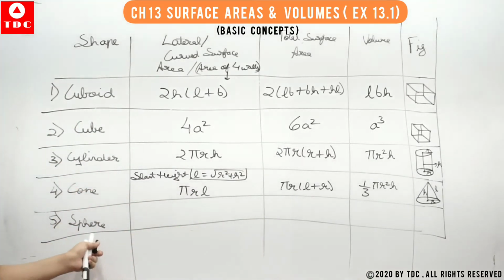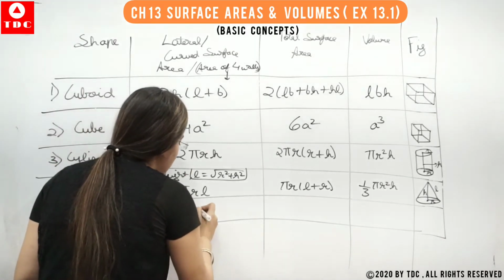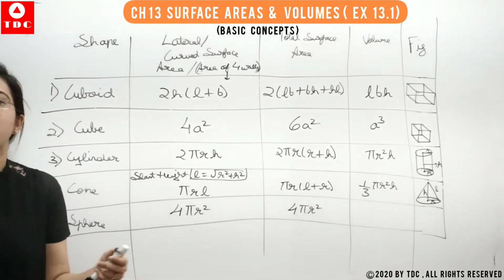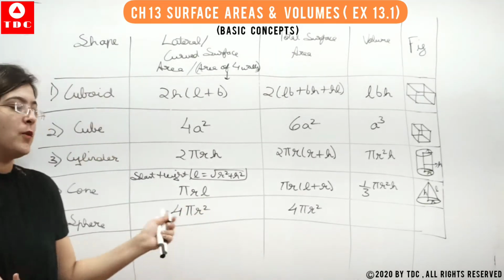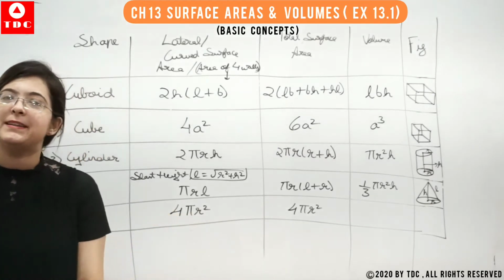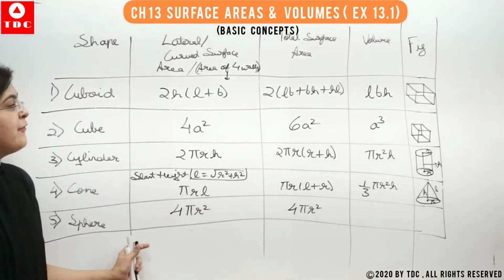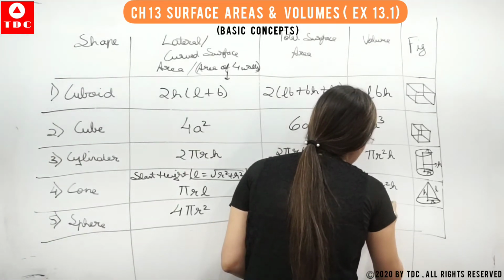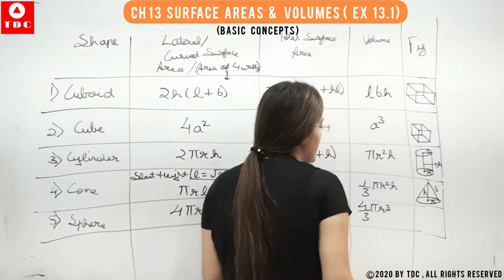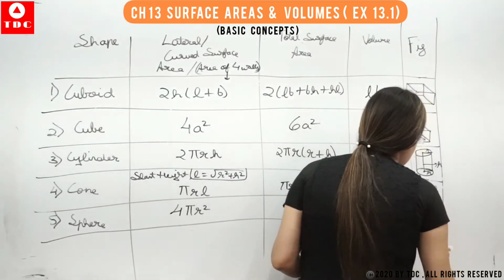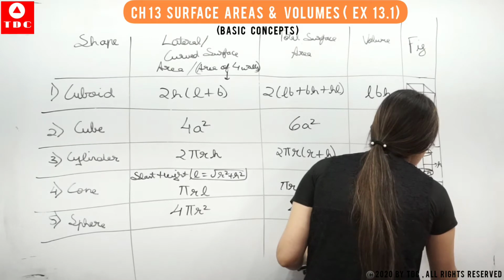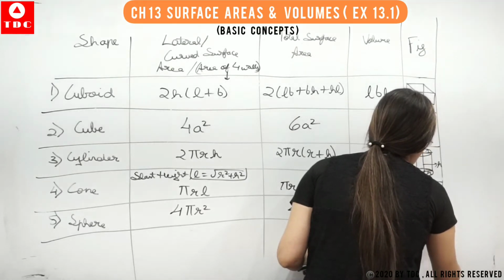Then if you want to calculate for sphere, the curved surface area will be 4 pi r square, total surface area also will be 4 pi r square. Because sphere is in the shape of a ball, its area is same whether you calculate curved or total, so formula remains same. If you want to calculate the volume, then its formula would be 4 by 3 pi r cube. The sphere will be like this. This is a 2D figure actually. It will have a radius r.